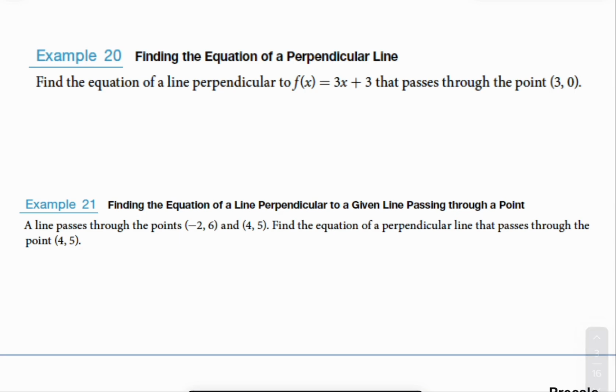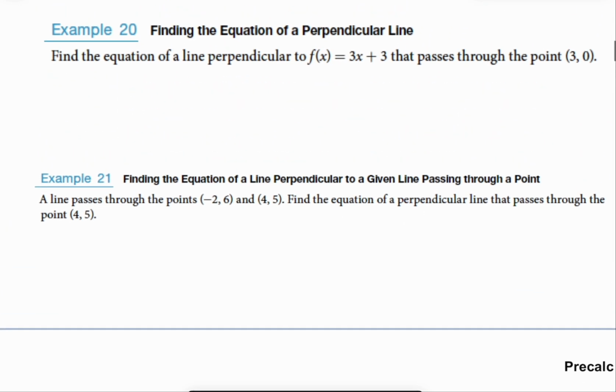Let's take a look at the last two, example 20 and example 21. Example 20 says, find the equation of a line that is perpendicular to 3x + 3 and passes through (3, 0). Remember, the steps to find the equation of the line are: you need the slope, and then you can use the point-slope formula.